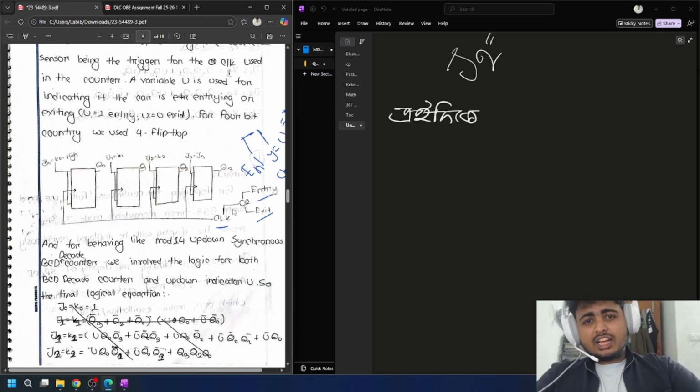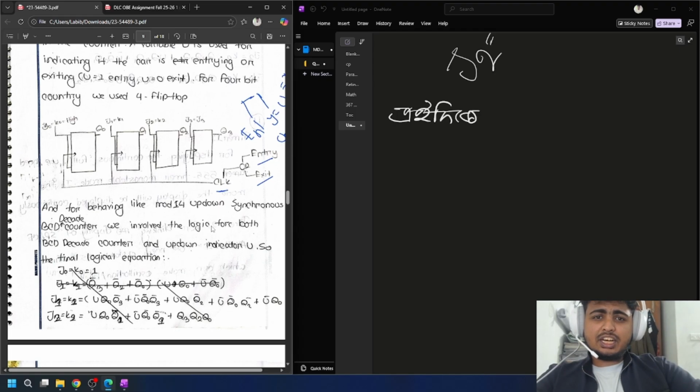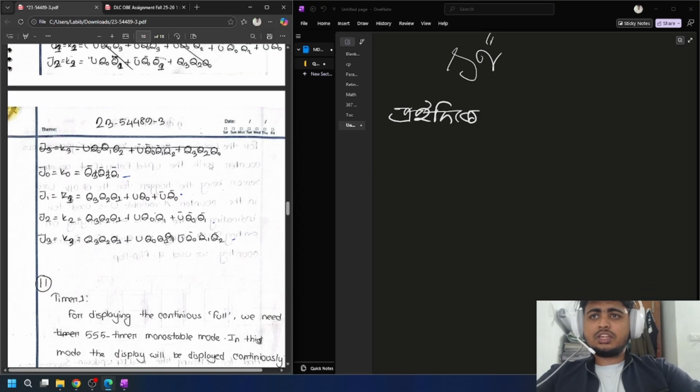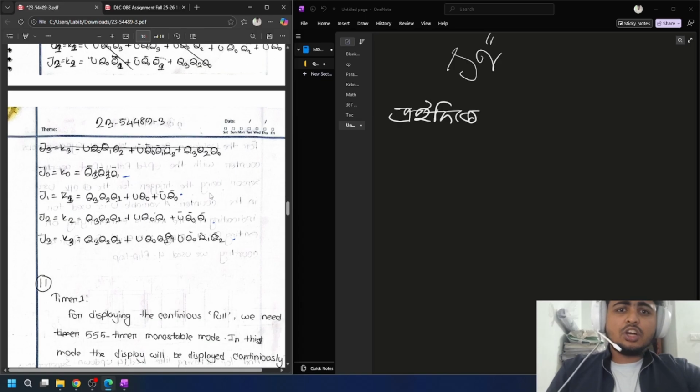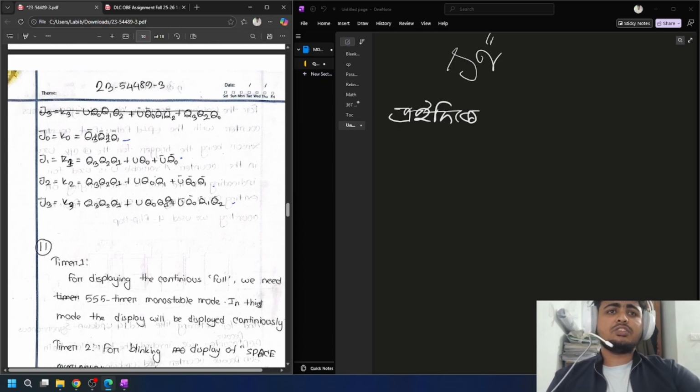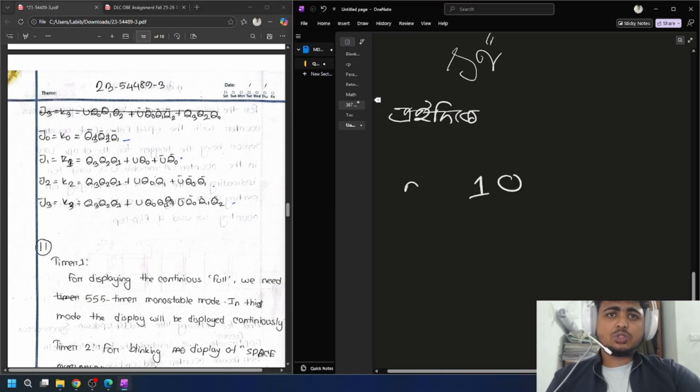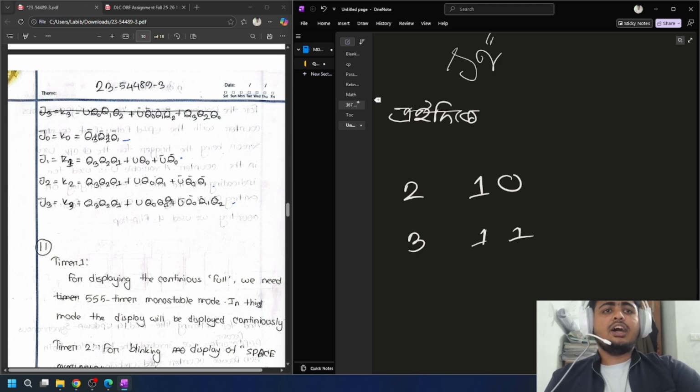And this is how we designed the counter. For that instance, this is after the mod 6 counter. For example, when it's 1 0, that means 2, and we need to move it to 3, that means 1 1. For this, let's say Q0, and this is Q1.